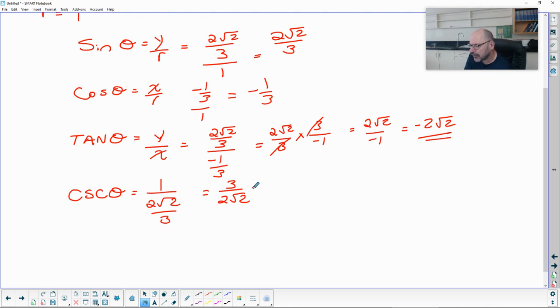We have to rationalize it by multiplying by 1, which is root 2 over root 2. Anything multiplied by 1 is itself. So this is going to become 3 root 2 over 2 times root 2 times root 2. Root 2 times root 2 is 2. So this is 2 times 2 on the bottom. So that becomes 3 root 2 over 4.